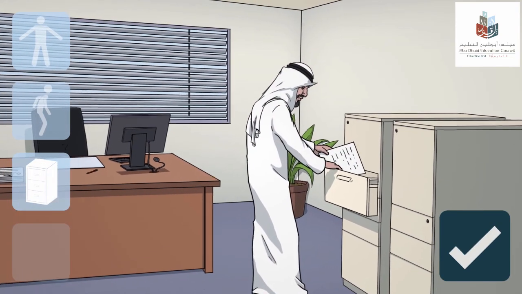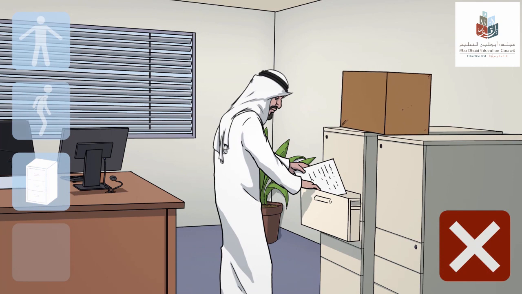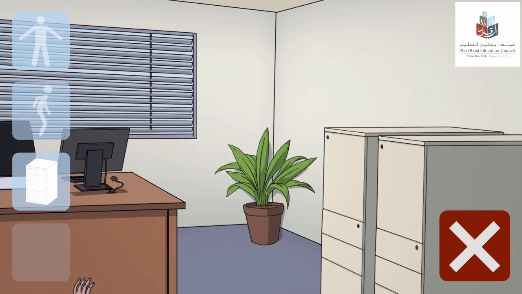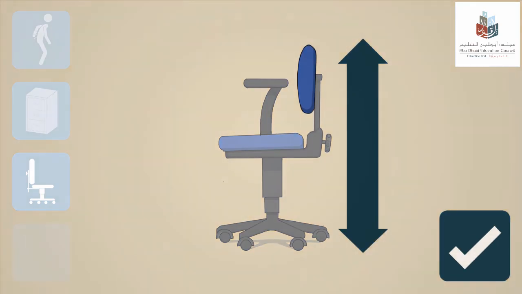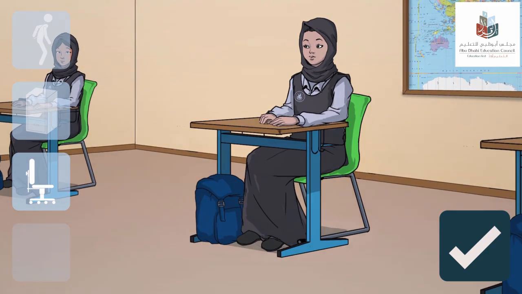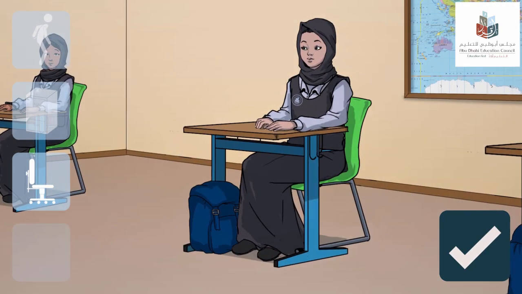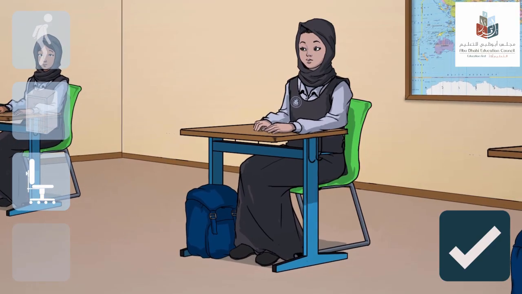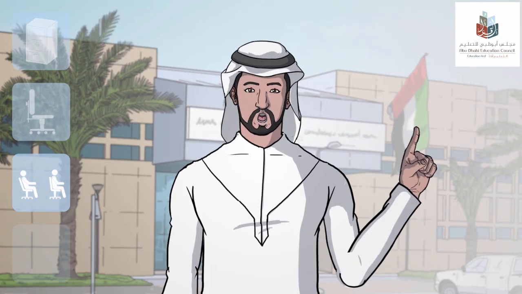Position filing cabinets so they are easy to access and do not place heavy objects on top of them, which could fall off. Office chairs should be height adjustable and the backrest should support the lower back area. Classrooms' desk seats should be suitable to student body size and shape, allow clearance at the back of the knees, and must support the back properly. Encourage students to change their posture periodically and also to maintain correct posture when seated.